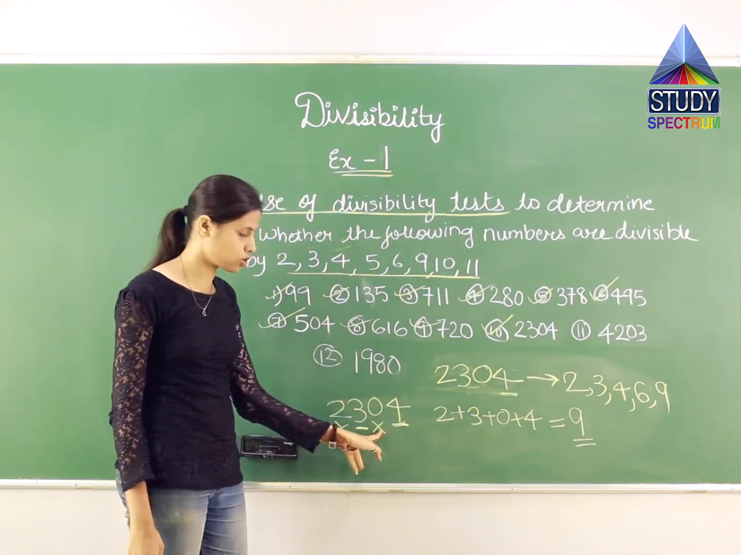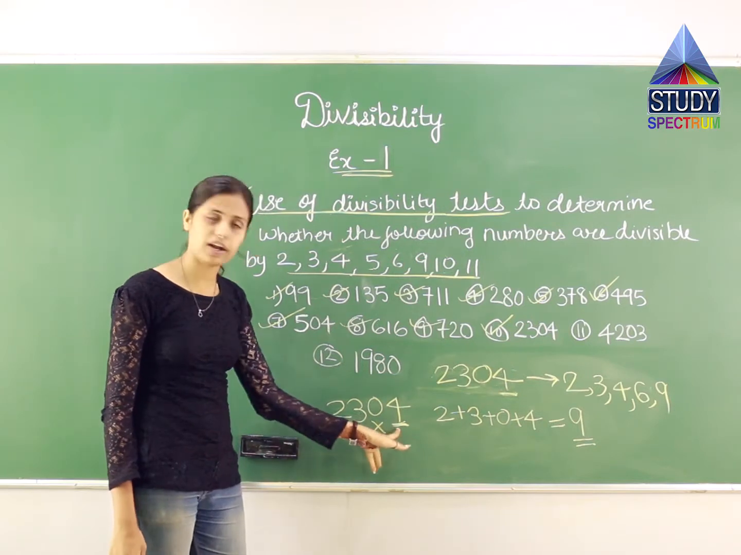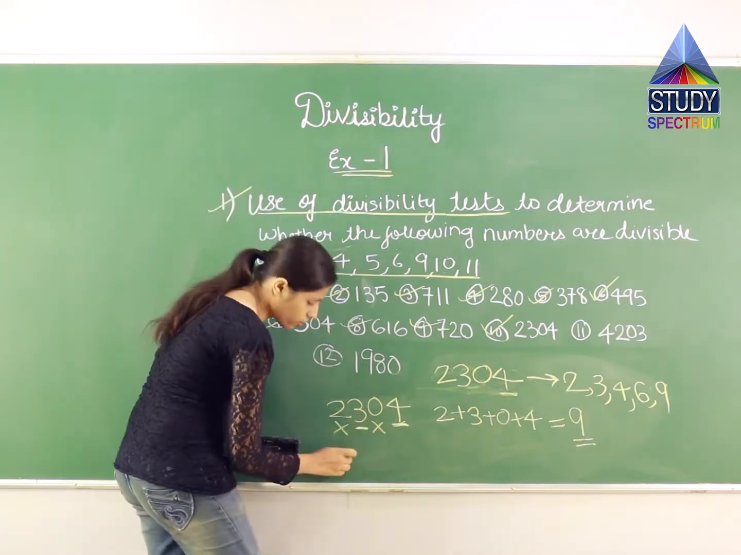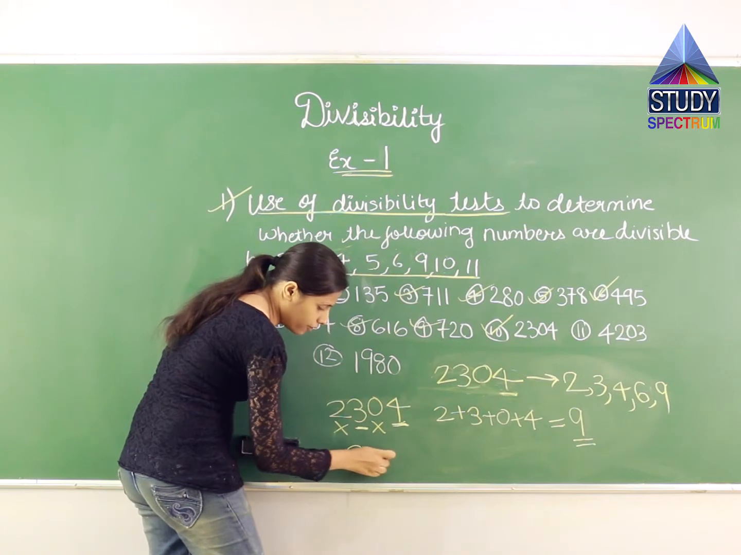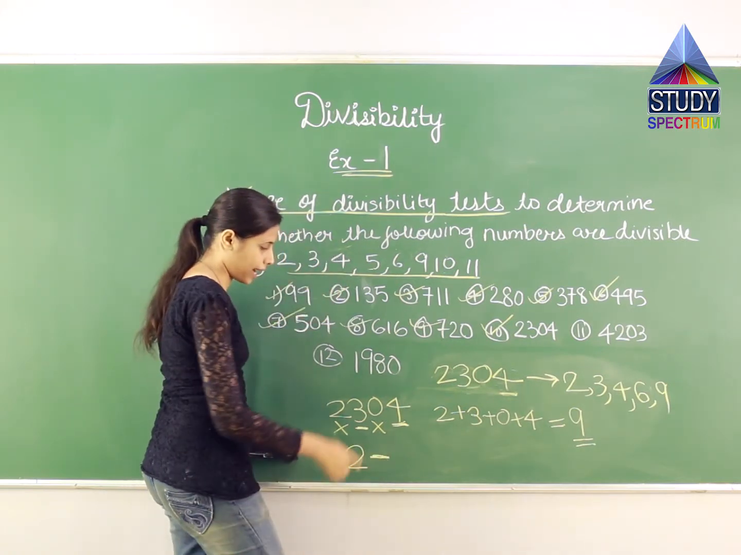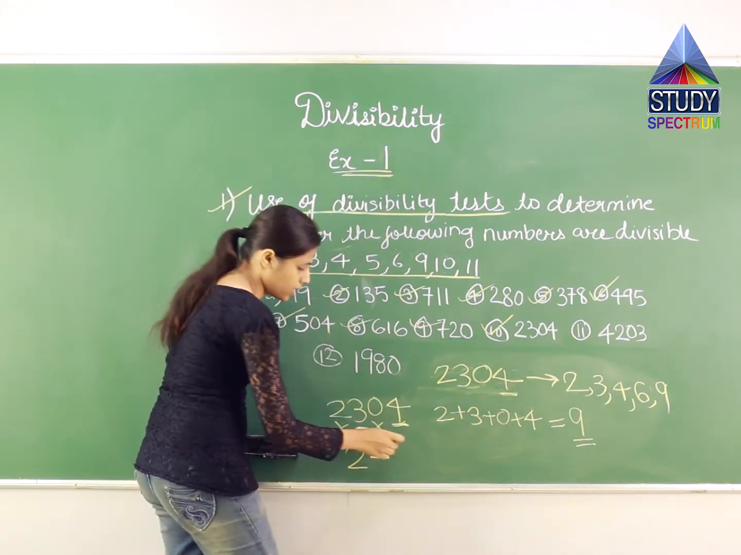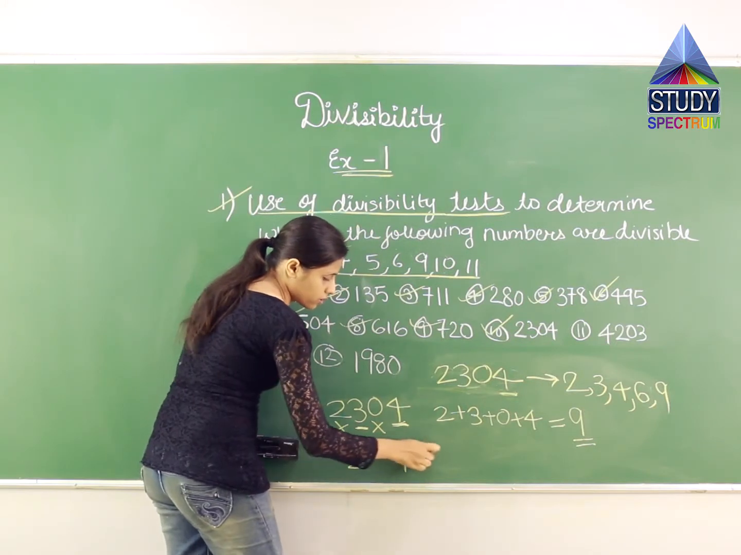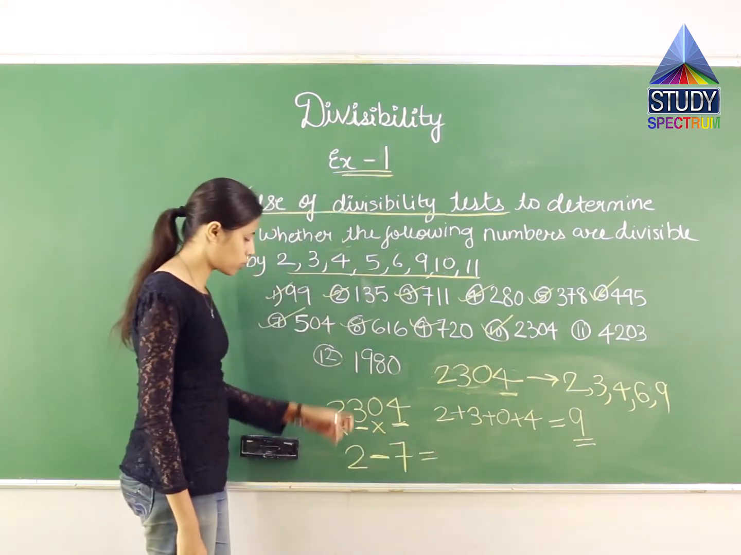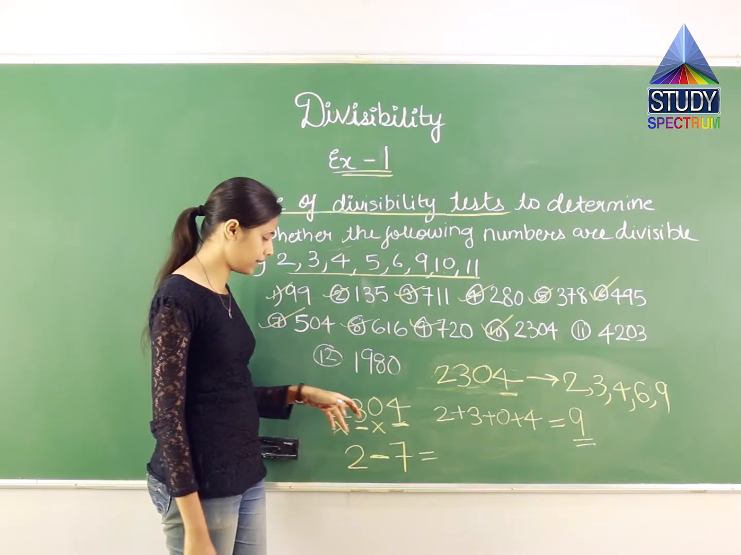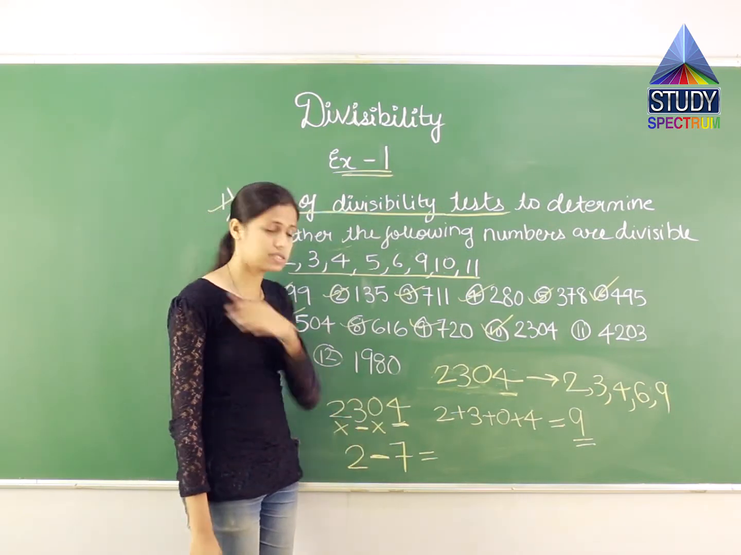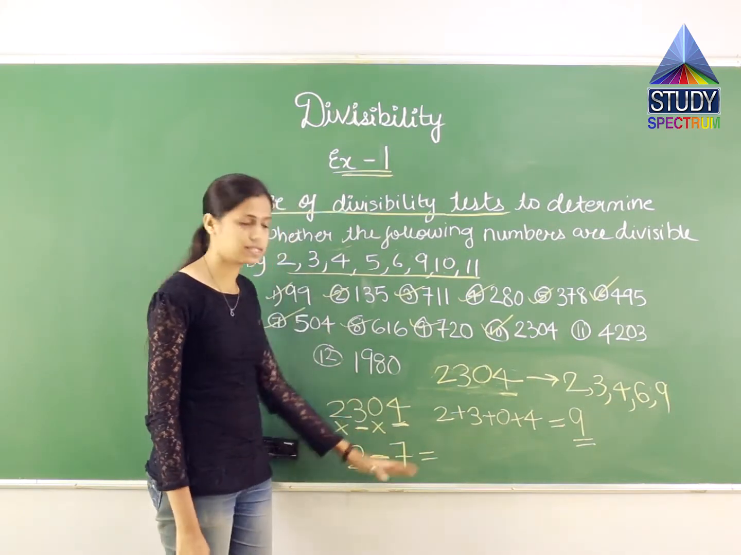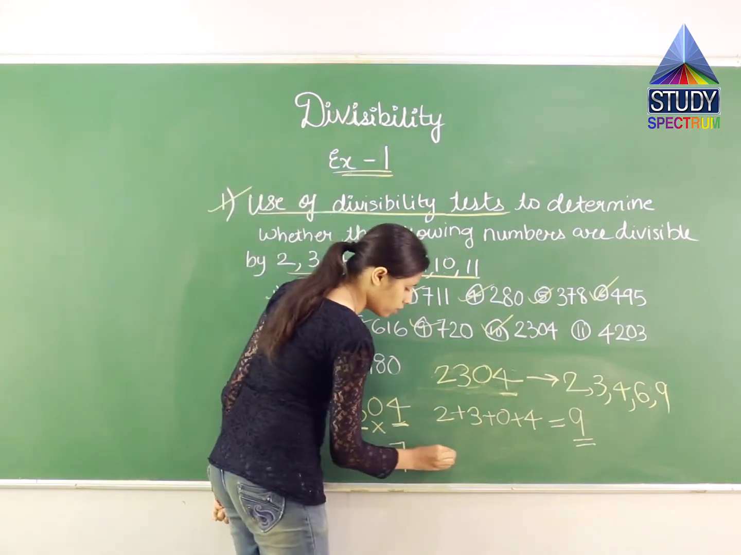So I'll find summation of the pairs. So 2 plus 0 gives me 2, and difference means subtraction. So I'll subtract. And 4 plus 3 gives me 7. Okay. So it is 2 plus 0, 2, and 3 plus 4 gives me 7, right? So it is 2 minus 7, which gives me negative what? Negative 5.